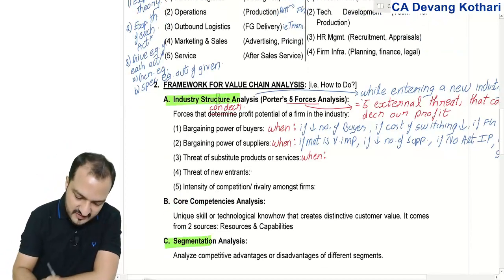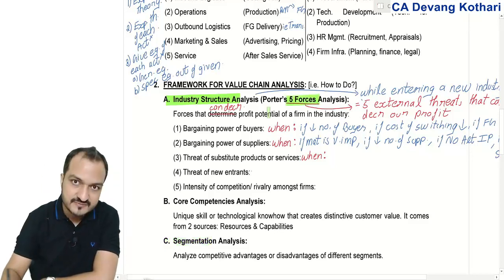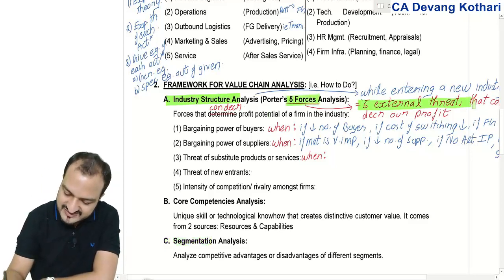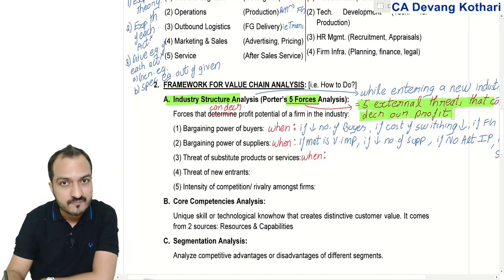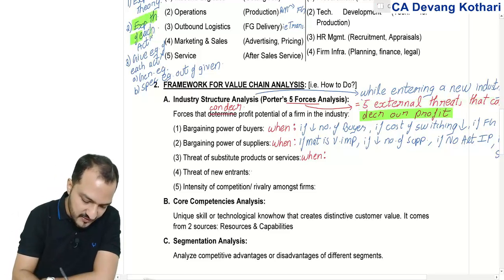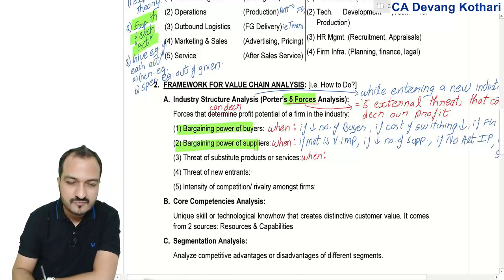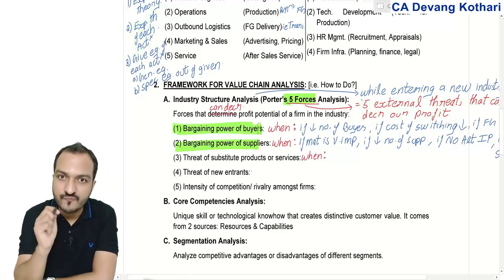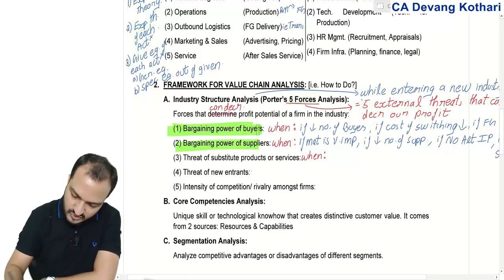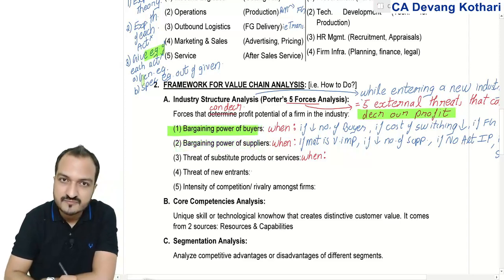Within that, the first analysis is the industry analysis, under which you analyze the 5 forces that are the 5 external threats which can decrease your profit. This is your introduction. Now, under that, you explain each point. So you explain each of the 5 forces. You explain what each force is. You explain how this force decreases your profit, and then you give examples.